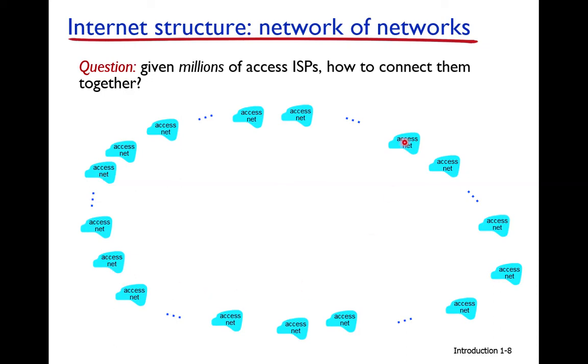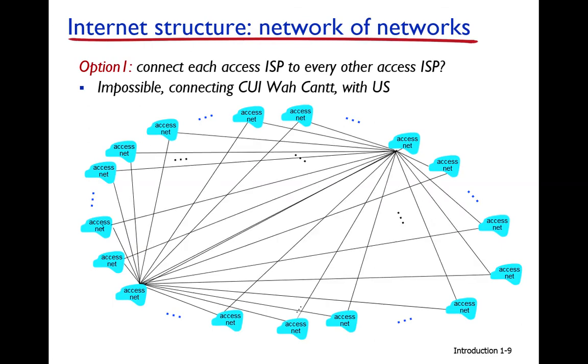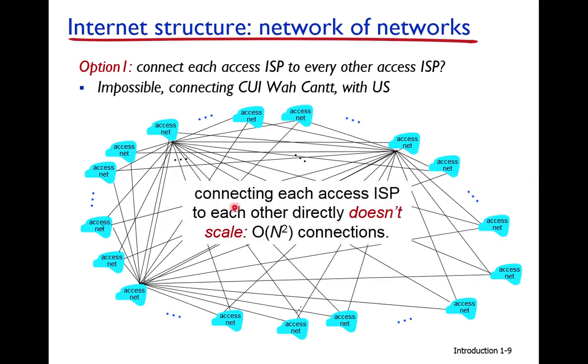These are access networks. Now if one access network wants to send data to another access network, they should be connected to each other. So how can they be connected? Let's take the first option. In the first option, each access ISP is connected to every other access ISP in the world.